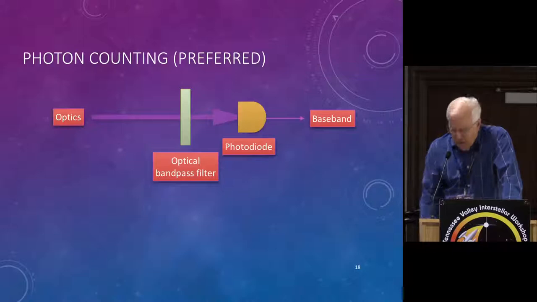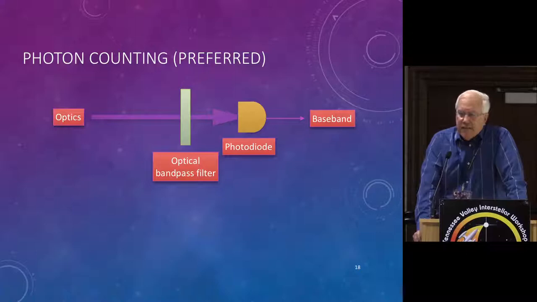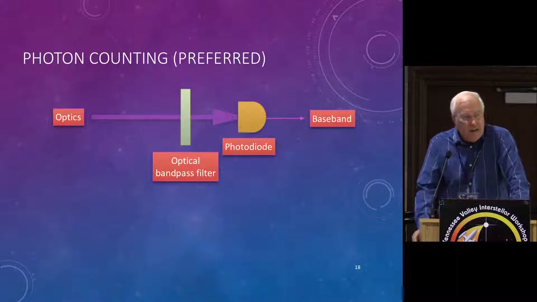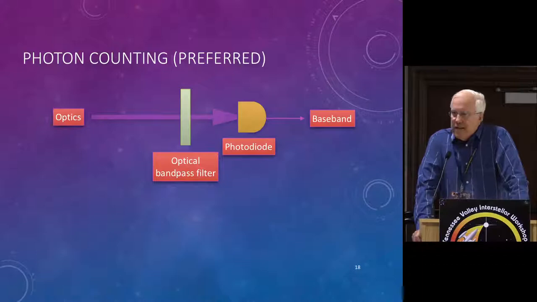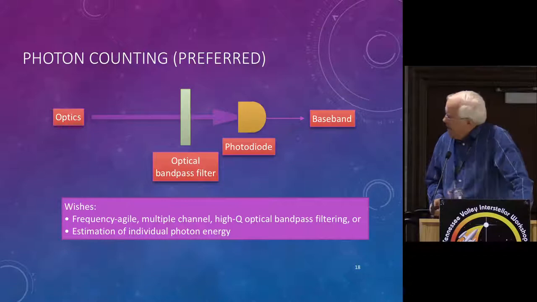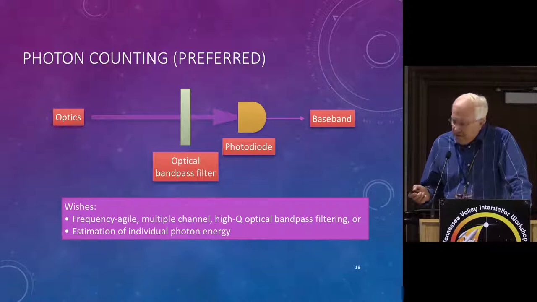Now, everything I've talked about so far assumes photon counting. And this is the preferred way of building a receiver for the signal. And the basic idea of photon counting is to have a photo detector preceded by optical bandpass filtering. And then a baseband signal that we can process to recover the bits. There is an alternative that simplifies a lot of the problems that I was mentioning earlier, and that is to do heterodyne. So I'll talk about heterodyne in just a moment.